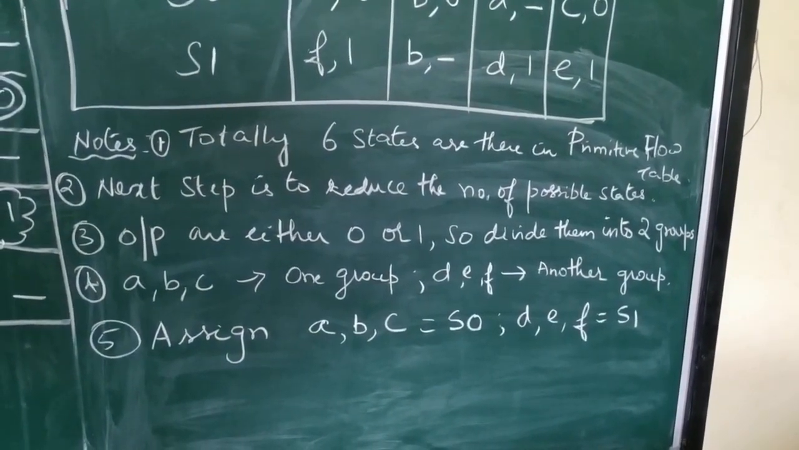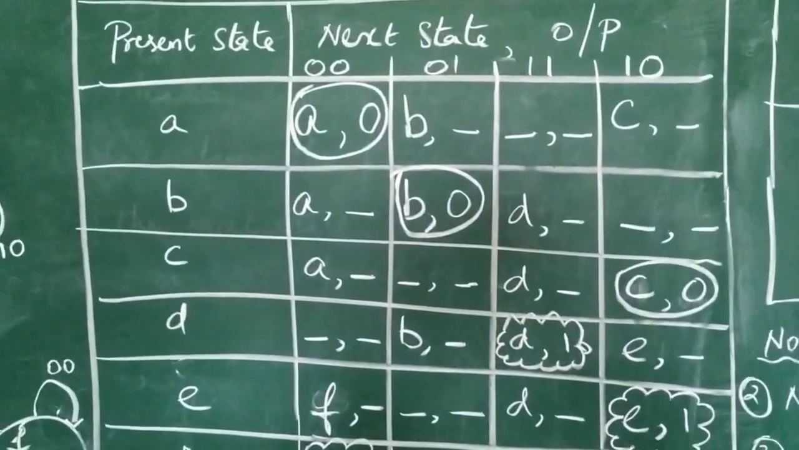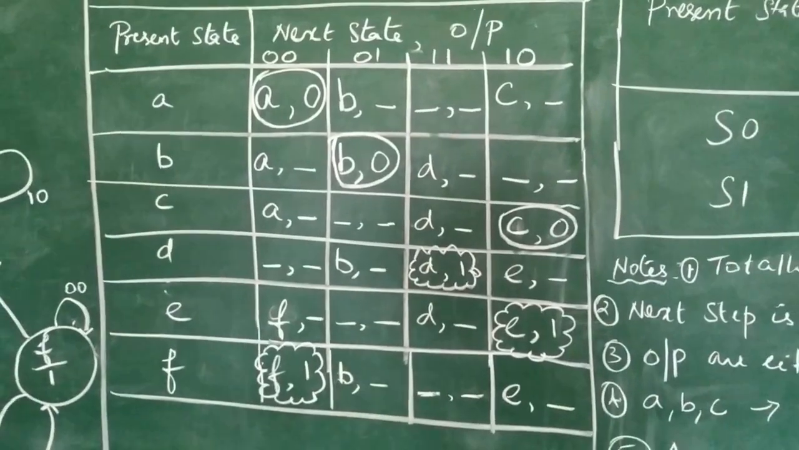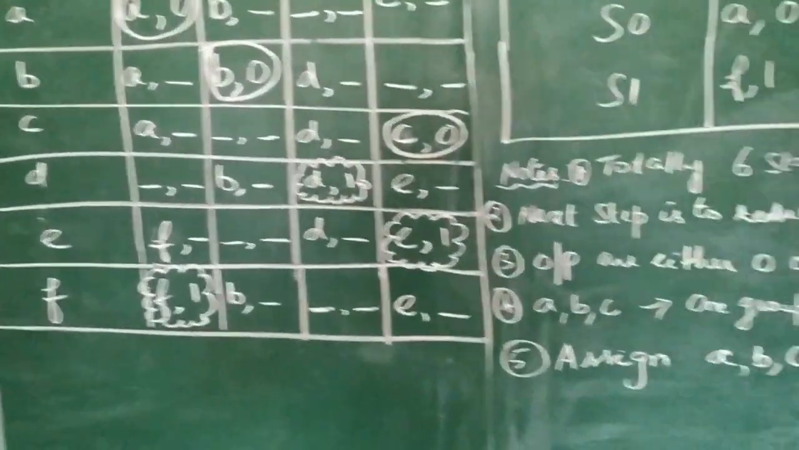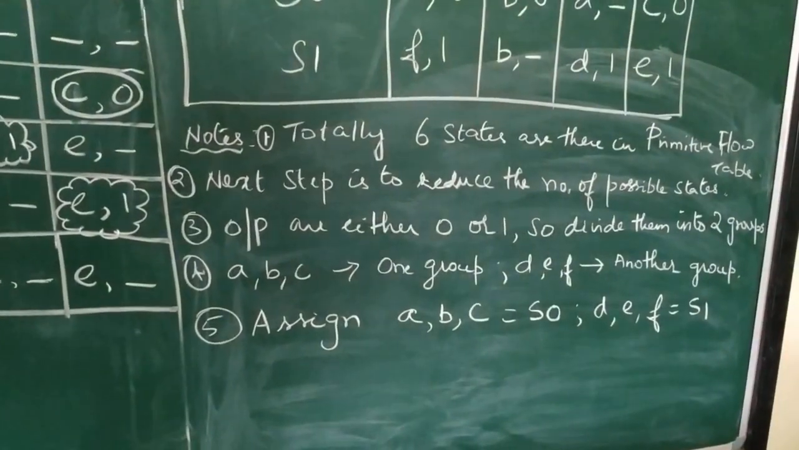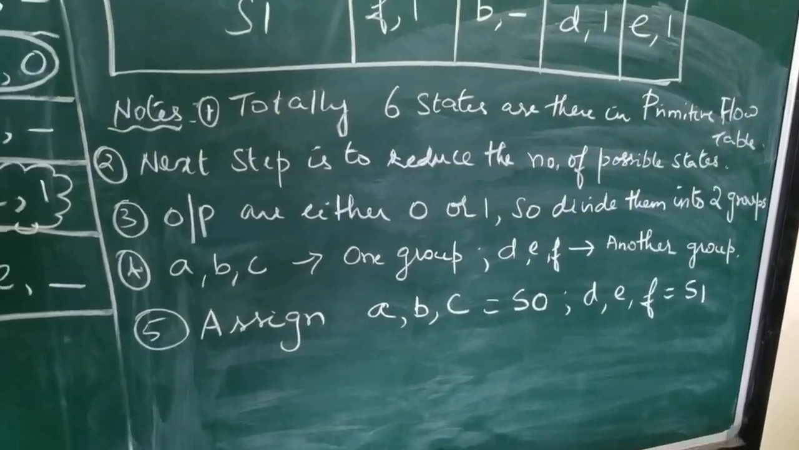The outputs are either 0 or 1. So divide them into 2 groups. You can see here the outputs are only 0 and 1, so we should divide them into 2 groups. How to do that? A, B, C is taken as one group. D, E, F is taken as another group.